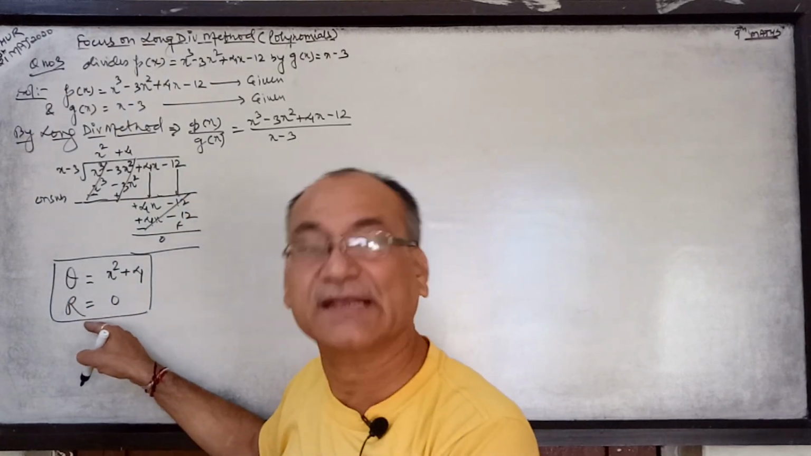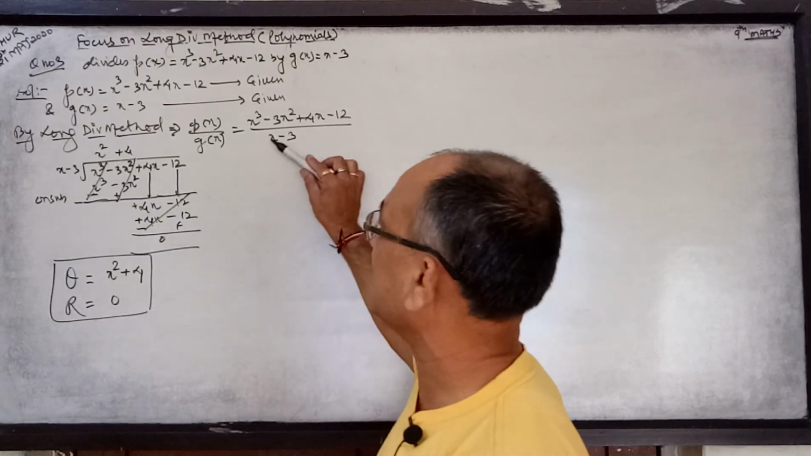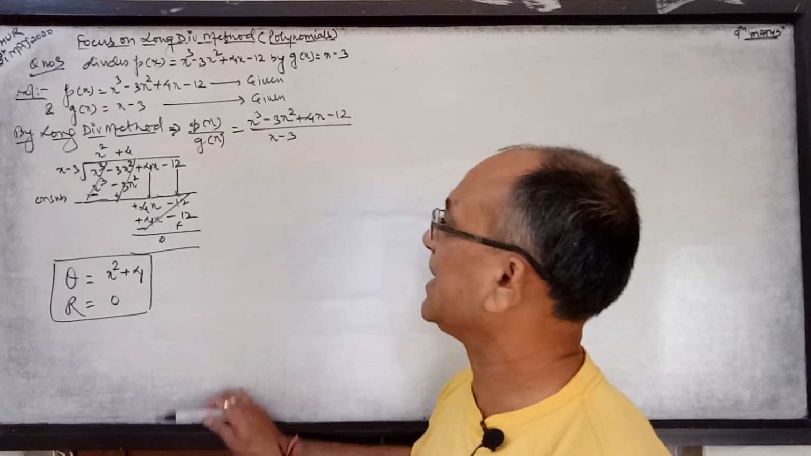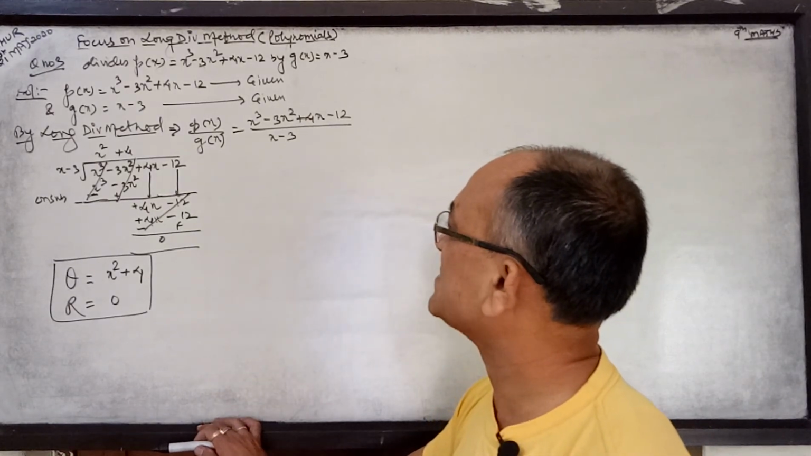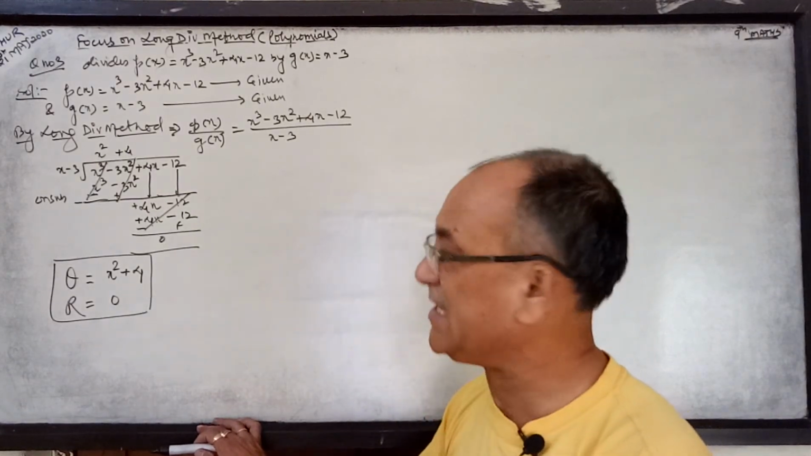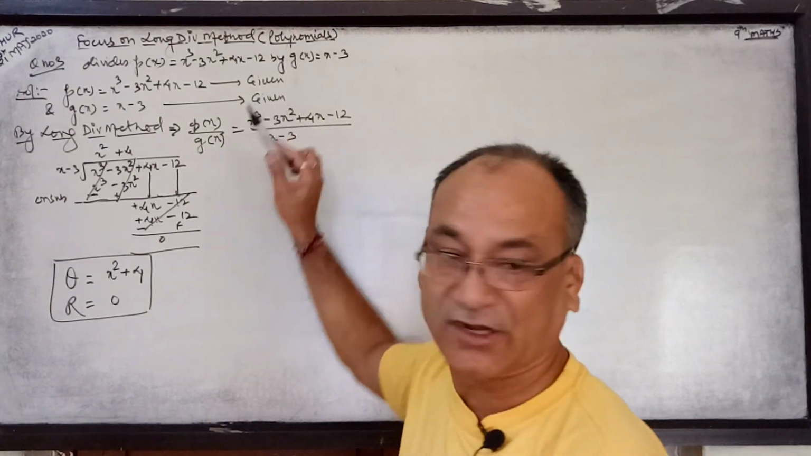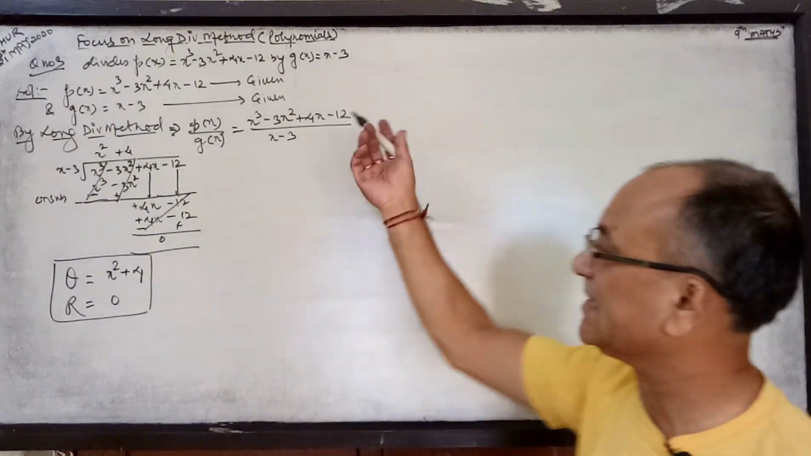If the remainder is coming 0, it means that this gx is completely dividing this px, x cube minus 3x square plus 4x minus 12, which means gx is a factor of this one. Sure, sir? Please.